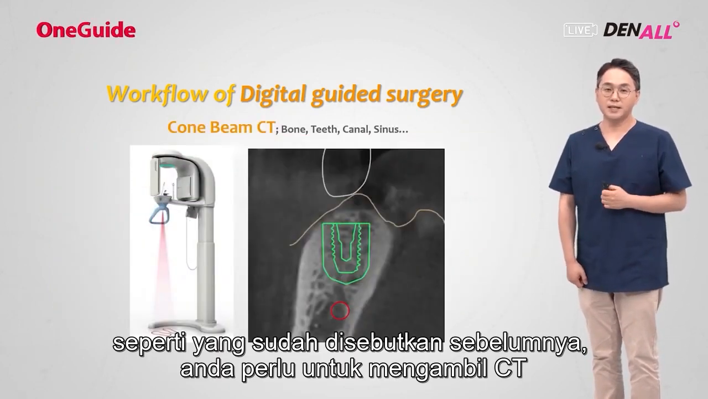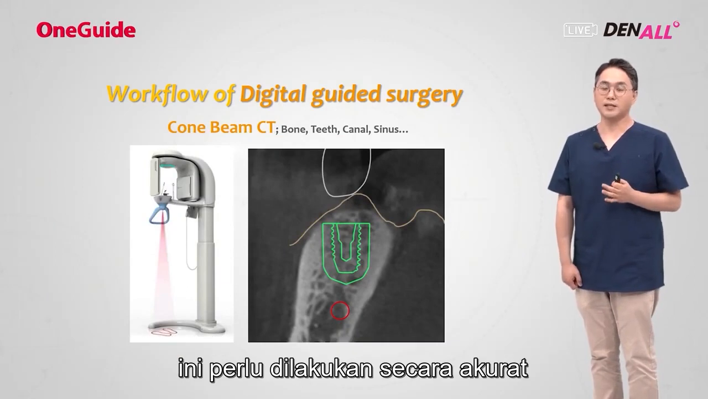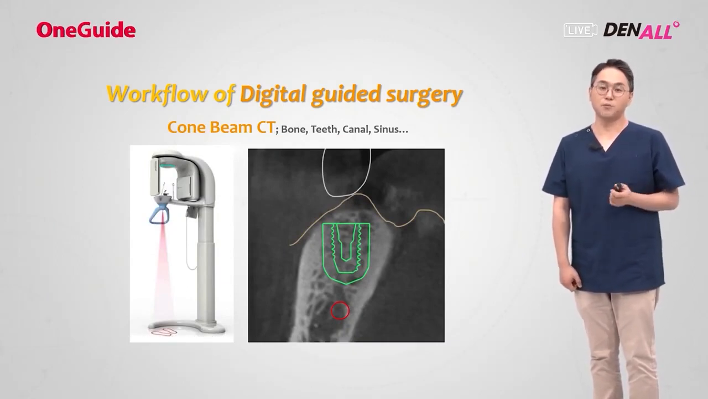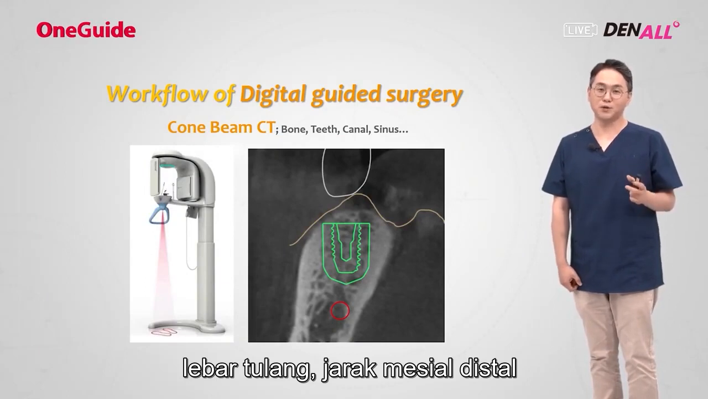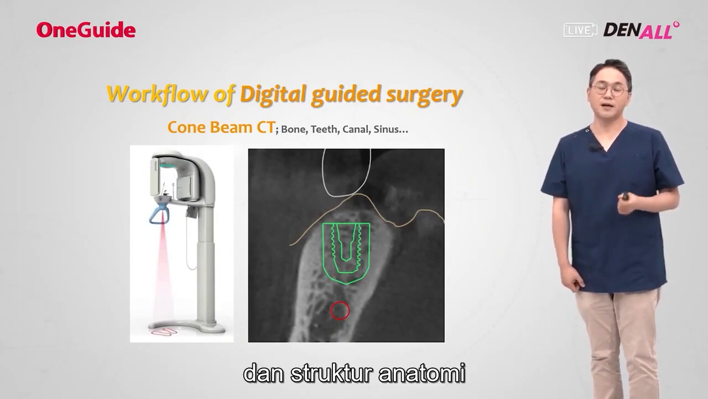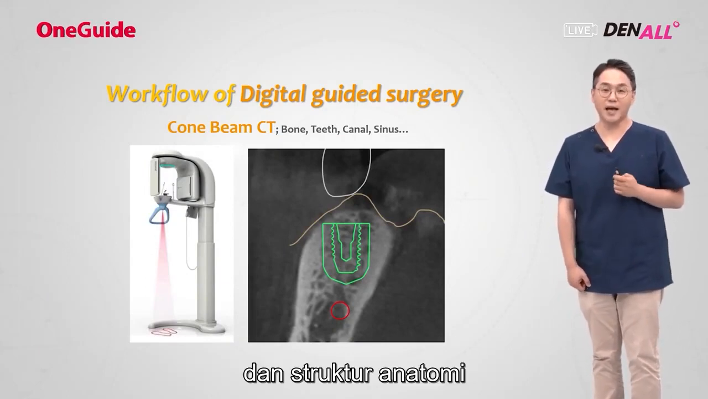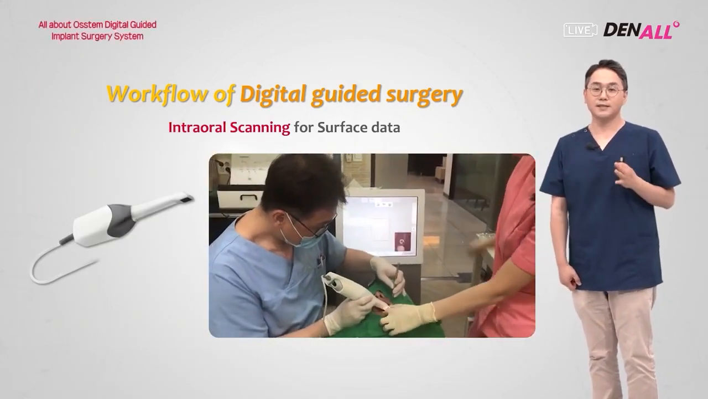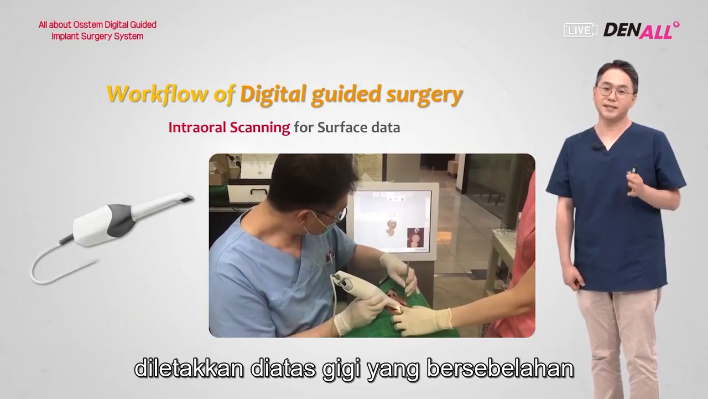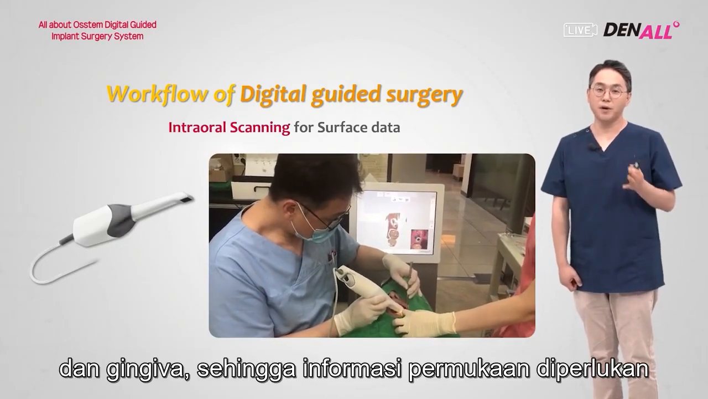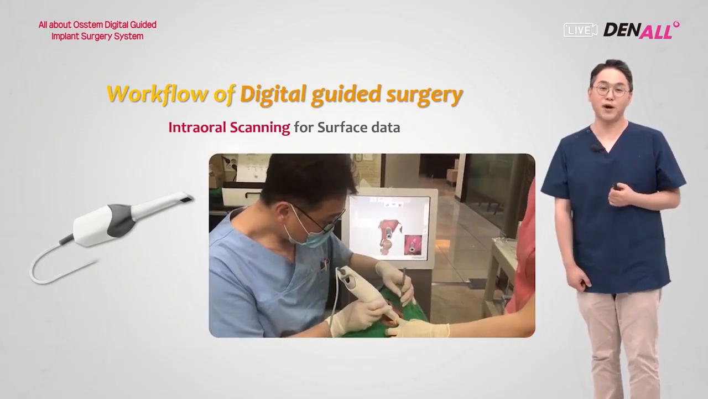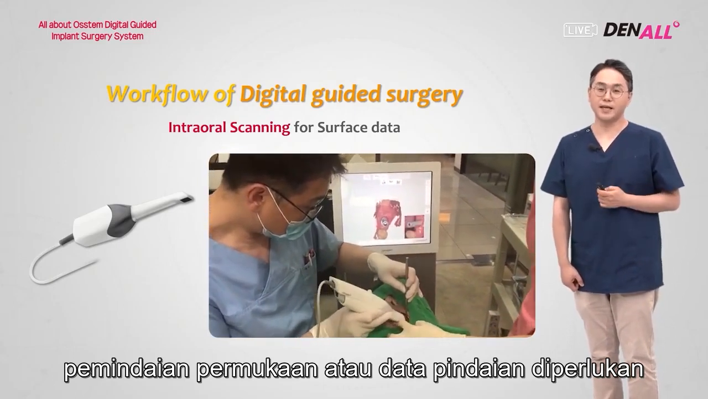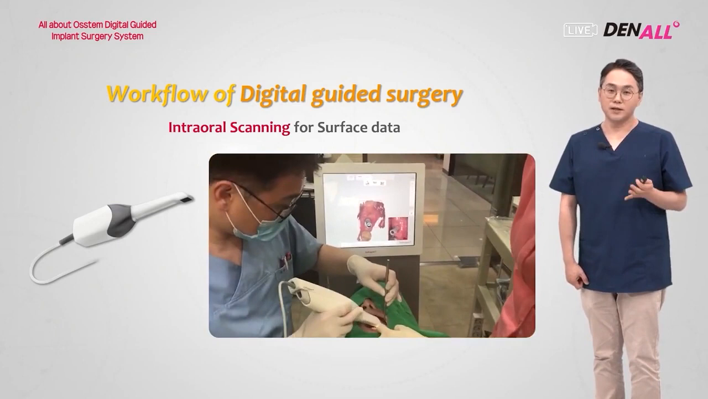As mentioned earlier, you need to take a CT. This needs to be done accurately. It gives three-dimensional information of the bone width, mesiodistal distance, and anatomic structure distance. Next, the surgical stent is put on top of adjacent teeth and on the gingiva, so surface information is required. Surface scan data is required.